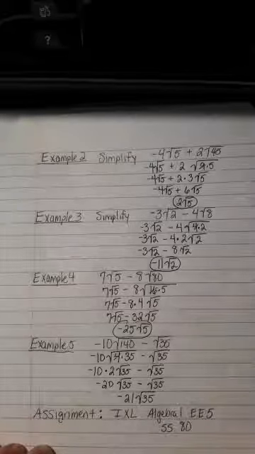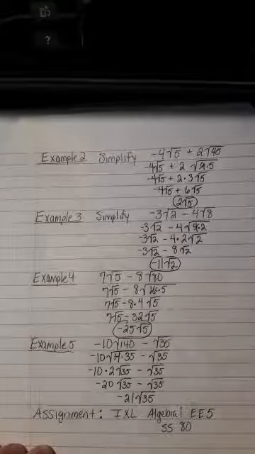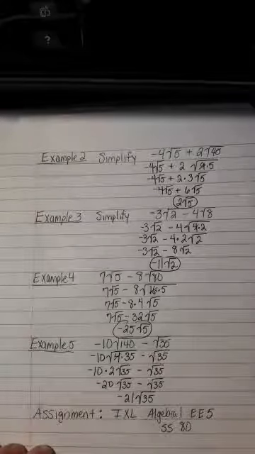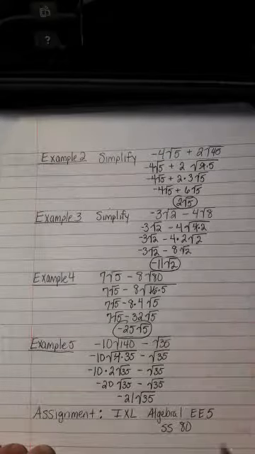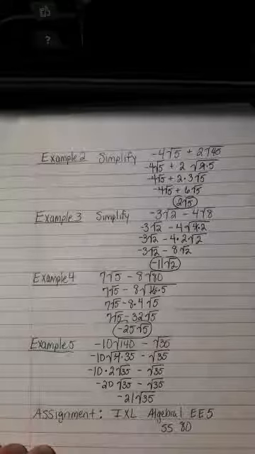You're going to have some, like example 1, where you don't have to simplify. You just go ahead and add or subtract the numbers in front of the square root. And then you'll have some like this, and they're going to be all mixed in together.